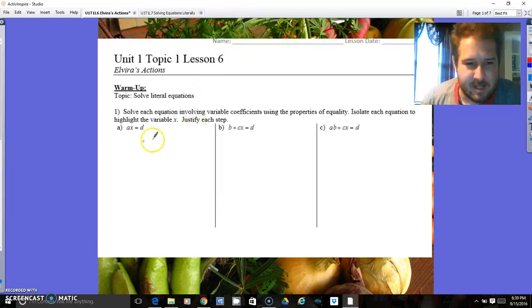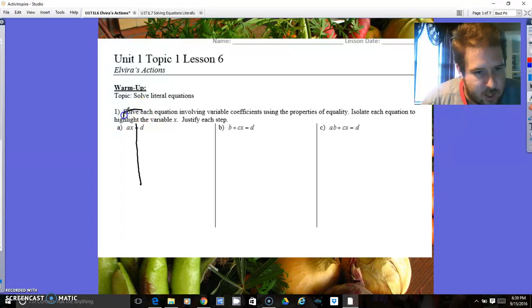All right, algebra students, this is lesson 6 of Unit 1, Topic 1. This is on literal equations, which is basically just solving equations when you're given just letters. You are, in this case, trying to solve each equation for the given variable, which in this case is x. So you're going to solve it using the exact same properties you used to solve any of the other equations with numbers.